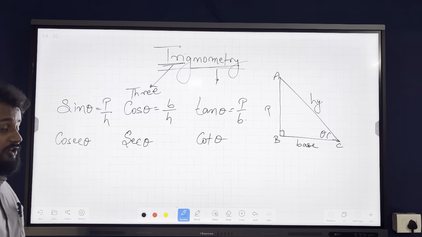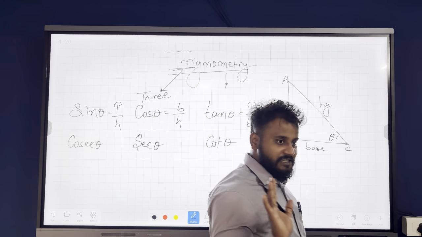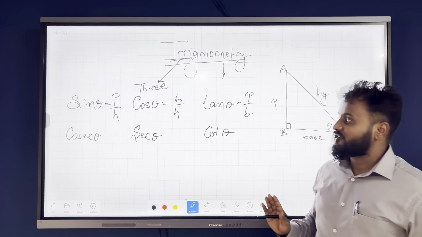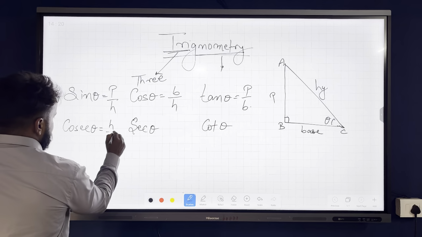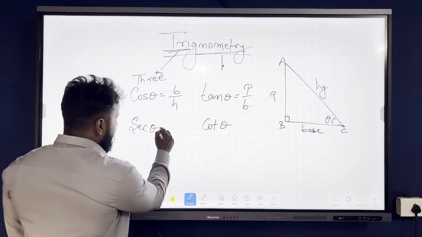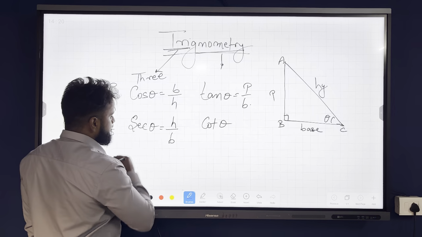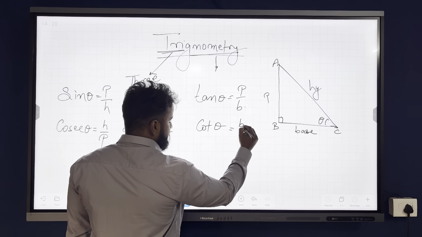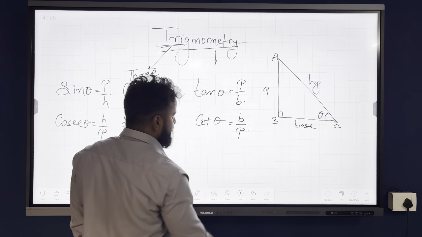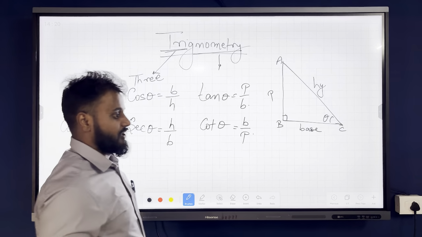Now, as we know, basically we have to study only 3 ratios. The other 3 ratios are just the reverse of these. Cosec is the reverse of sin, so this becomes H by P. Sec is the reverse of cos, that is H by B, and cot is the reciprocal of tan, that becomes B by P. So these are the 6 ratios which we are going to use in our formulas.